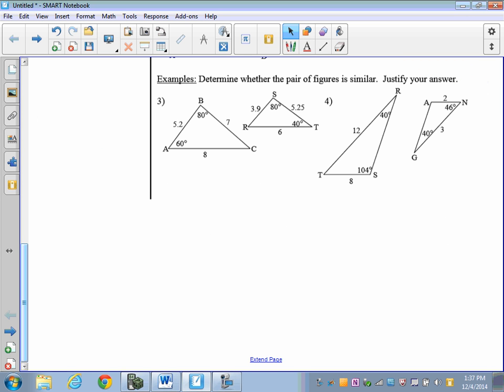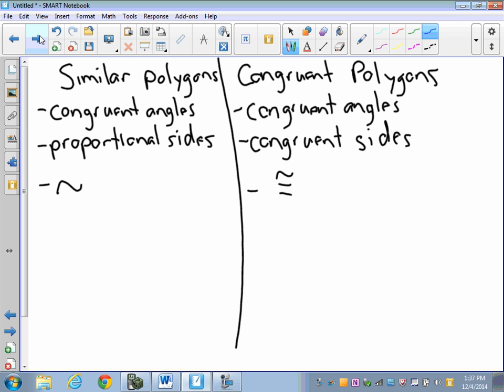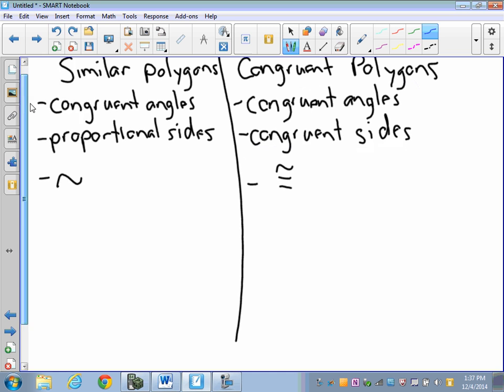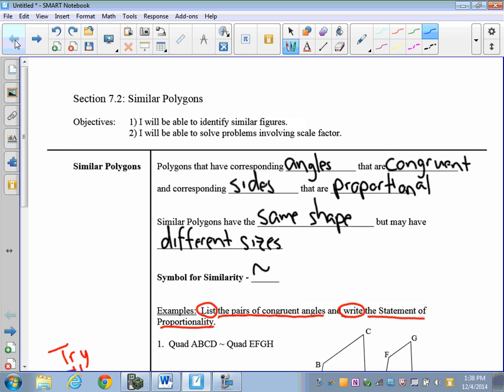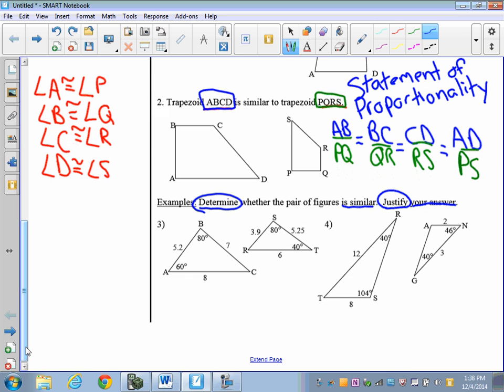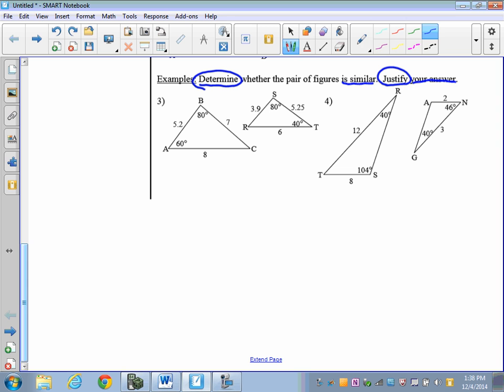So for numbers 3 and 4, these are a couple more examples. We're asked to determine whether the pair of figures is similar, and we have to justify our answers. So remember, we're on similar. We have to have congruent angles and proportional sides. So I have to make sure the angles are the same.